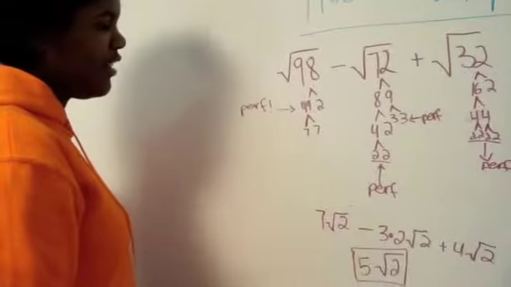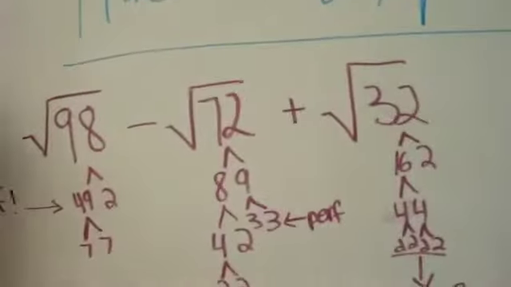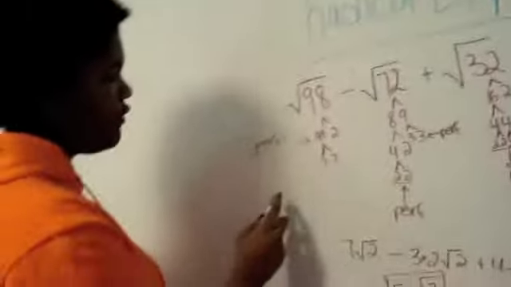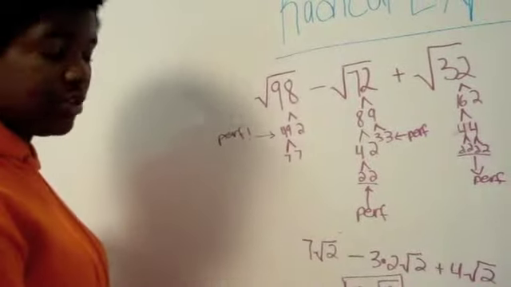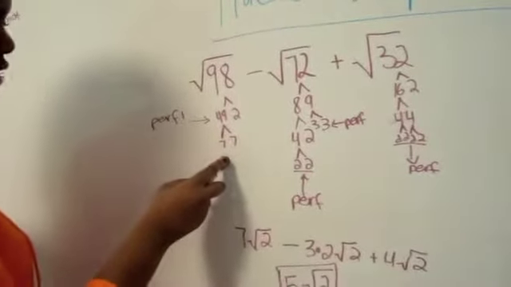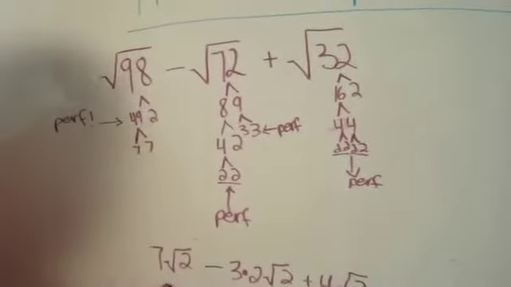The example for today is the square root of 98 minus the square root of 72 plus the square root of 32. 49 and 2 are what 98 is factored down to, and 49 is a perfect square, leaving you with 7 with a radicand of 2.